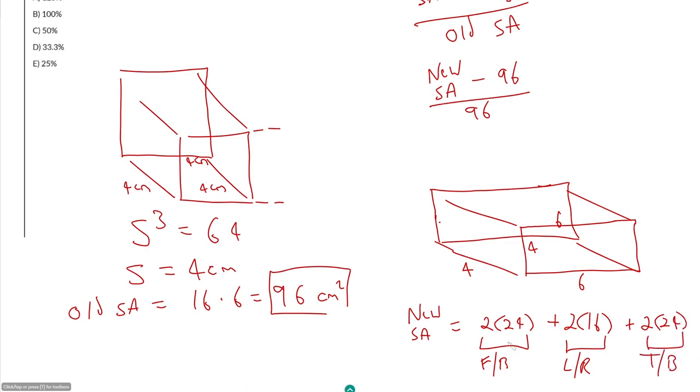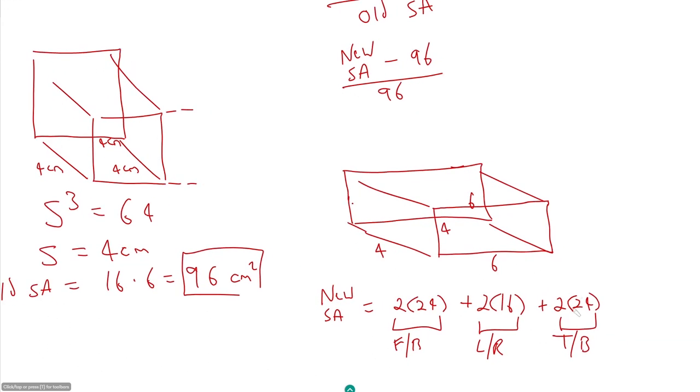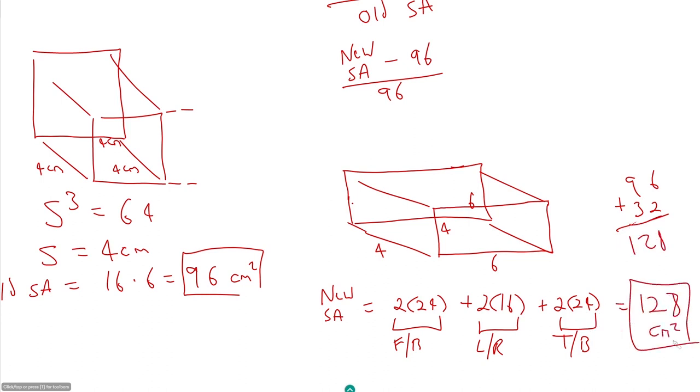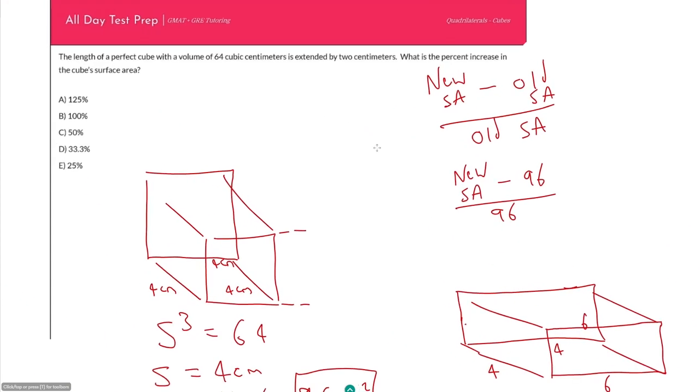So our new surface area should have an area of 48 plus 32. What is that? I'm sorry, 96 plus 32. I knew this didn't seem right. 128. And that should be enough to solve for our percent increase.